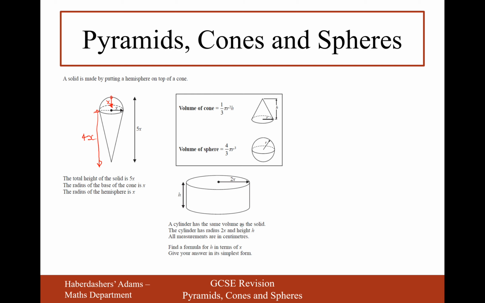A cylinder has the same volume as the solid. The cylinder has a radius 2x and a height h. Find a formula for h in terms of x. Give your answer in the simplest form.